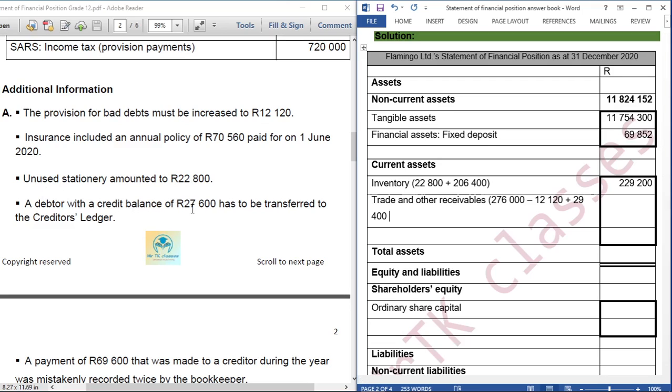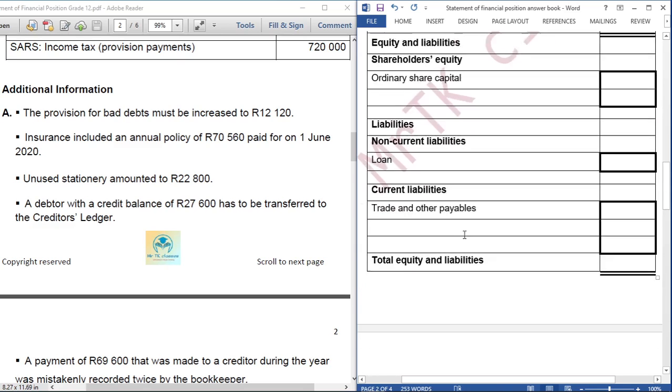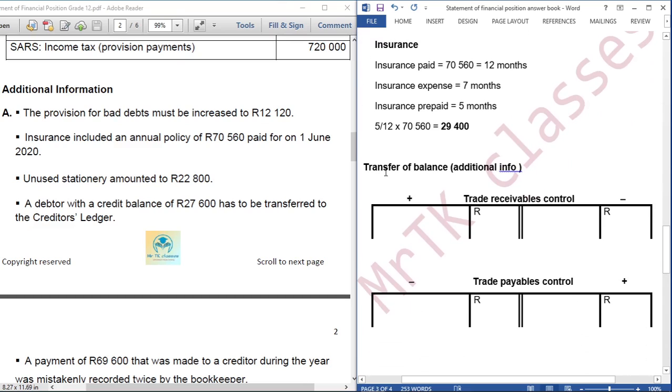A debtor with a credit balance of 27,600 has to be transferred to the creditor's ledger. All right, let us come here. Transfer of balance. A debtor with a credit balance. So, trade receivables control, it means this was 27,600 here on the credit side, because they are saying a debtor with a credit balance. So this is the amount that needs to be transferred to the creditor's ledger. So we'll transfer this from the trade receivables control to trade payables control.